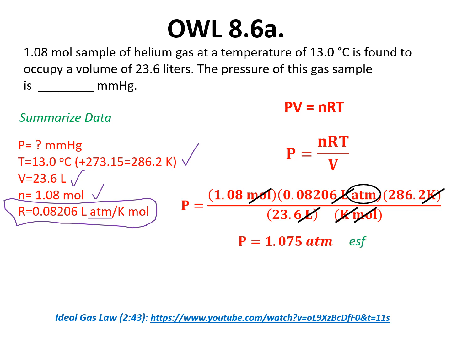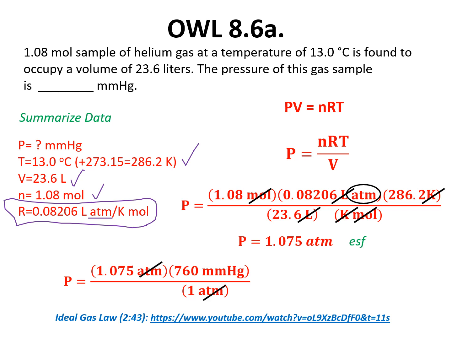That is an extra significant figure because I know I'm going to now have to convert atmospheres to millimeters of mercury. How do I do that? Multiply by 760 millimeters of mercury per 1 atmosphere. The atmospheres cancel out, and you're left with millimeters of mercury, which is 817 millimeters of mercury.